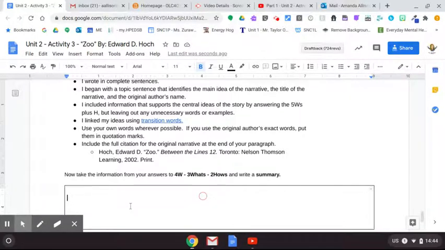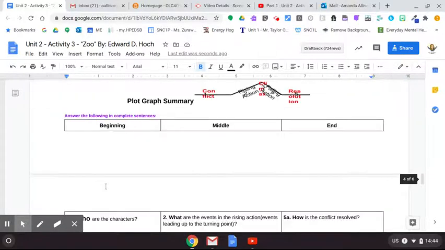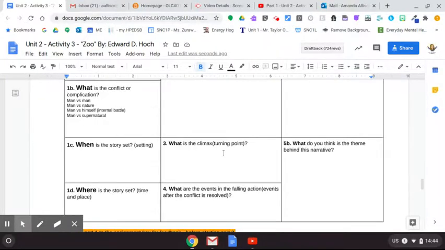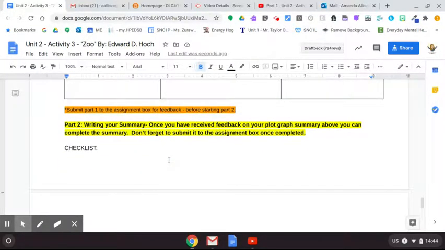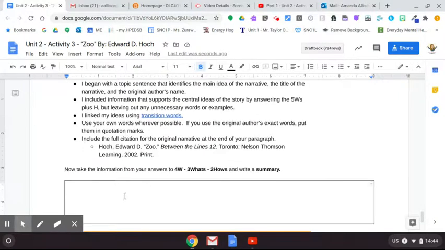So, let's think about this. We know what the story's called. We know that these things happen in the beginning of the story, then these things happen in the middle, and then finally in the end, these are the things that happened. And I described that in more detail in the first video. So when you're writing your story or your summary, you're just taking that information.